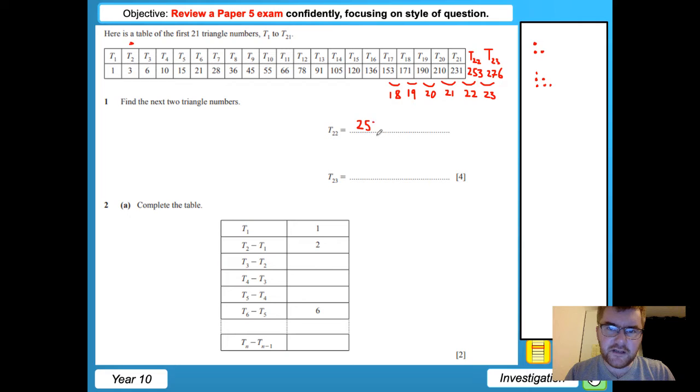We'll talk about the communication in a moment when we look through the mark scheme. That's the next 2 there.